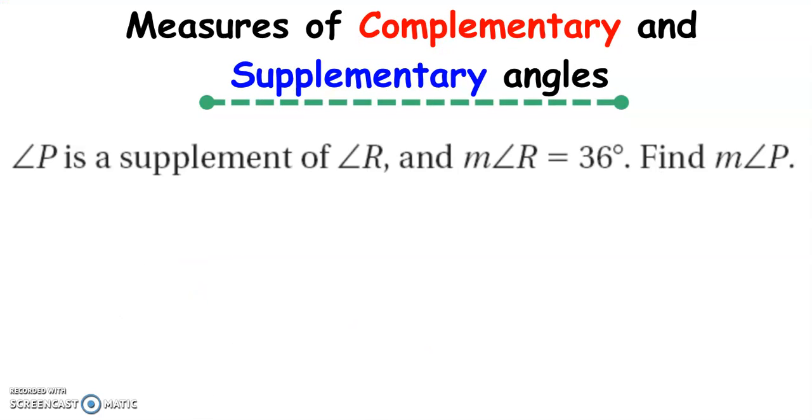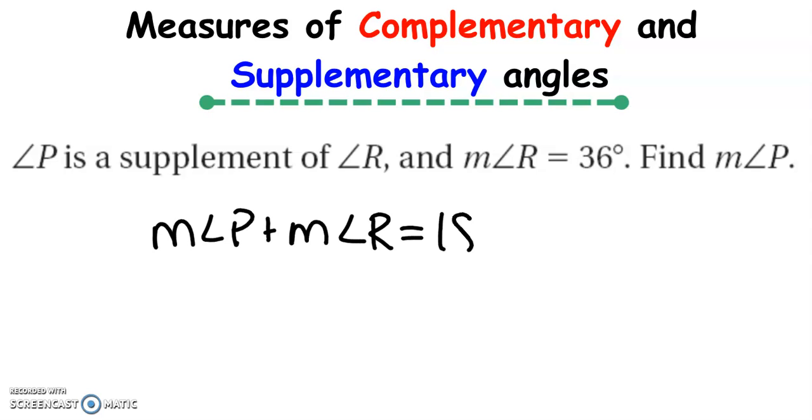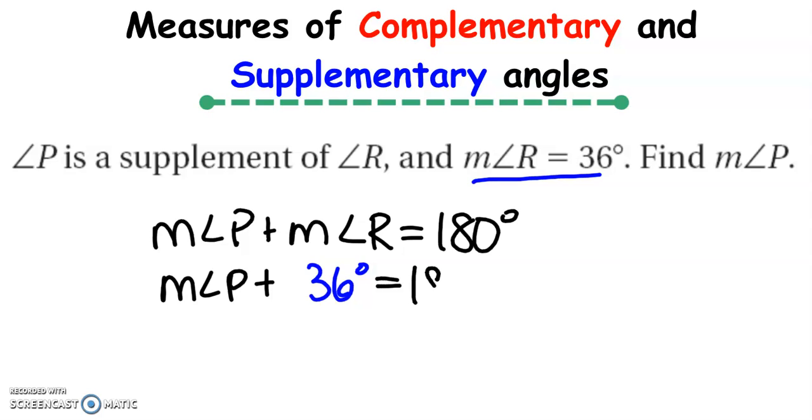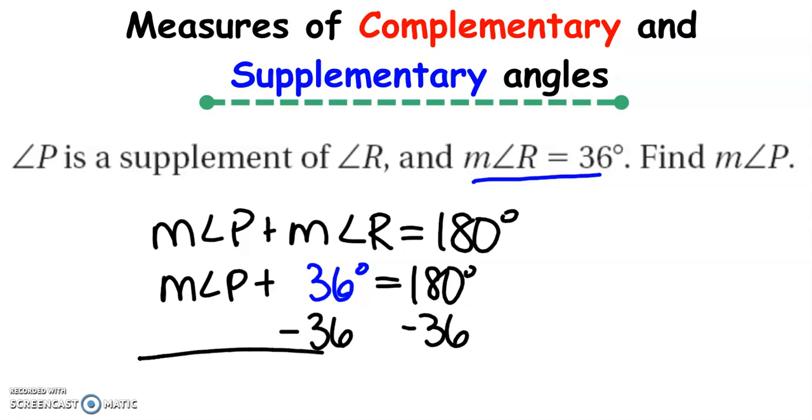So here angle P and angle R are supplements of each other. So their measures add up to 180 degrees. So angle P is a supplement of angle R. Now we know that angle R is 36 degrees, so let's plug that in for the measure of angle R. And now to solve this equation, we're going to subtract 36 from both sides. And we get that the measure of angle P equals 144 degrees.